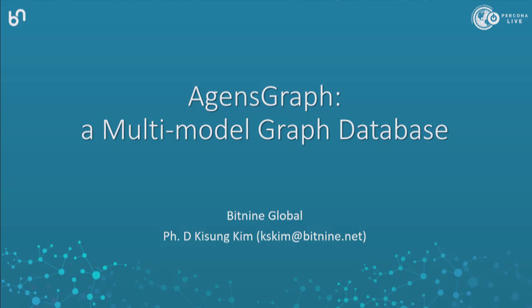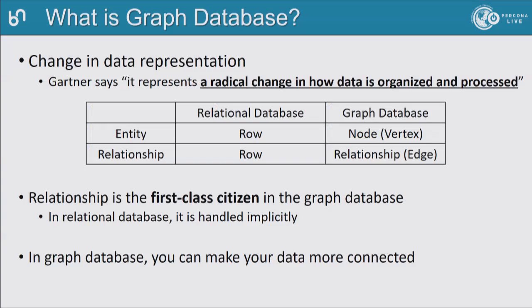In this session, I'll present BitNine's new graph database solution called AgensGraph. Graph database is a change in the data representation. Gartner says that it is a radical change in how data is organized and processed. Let's compare the graph model and the relational data model.